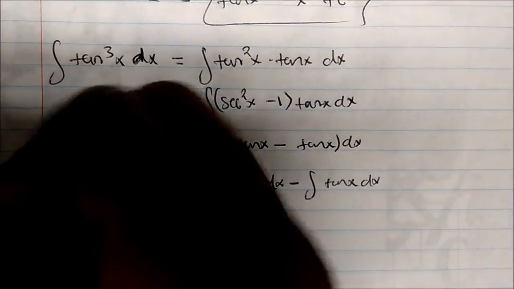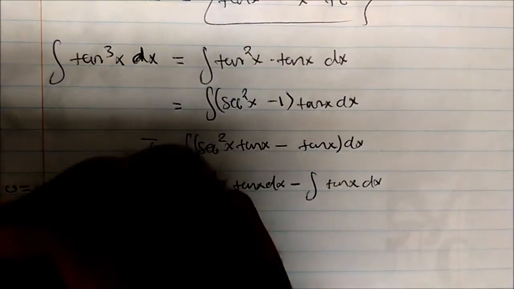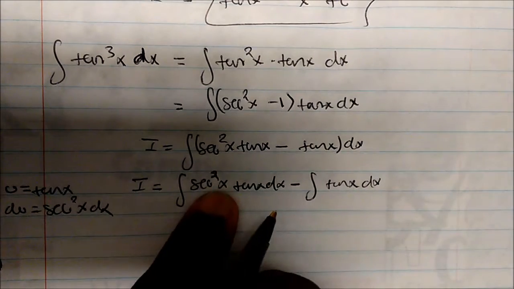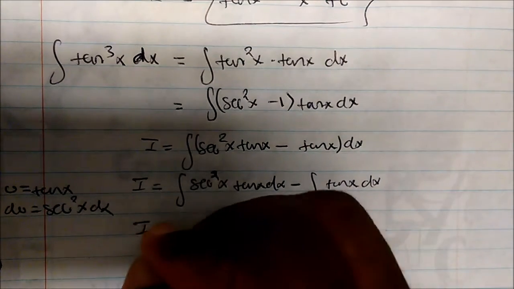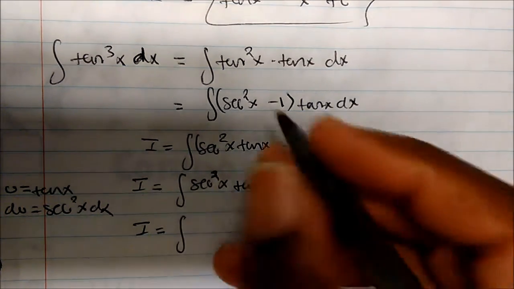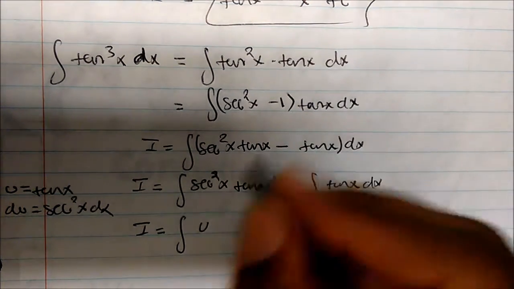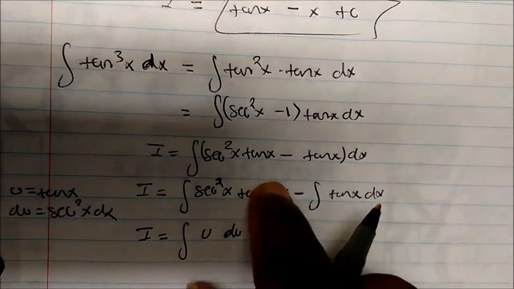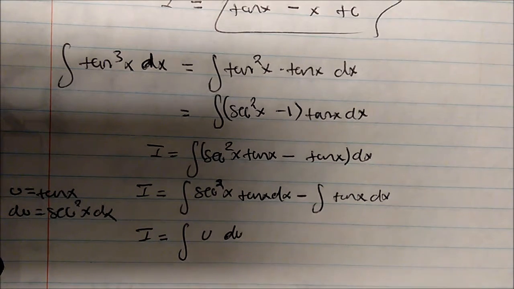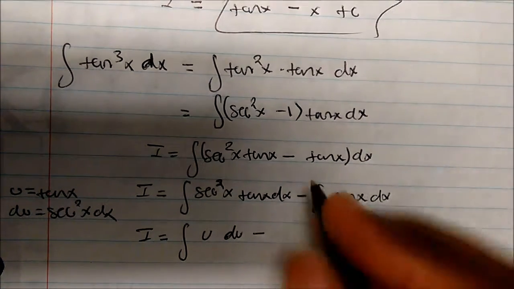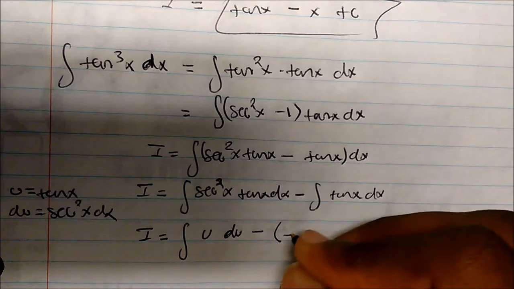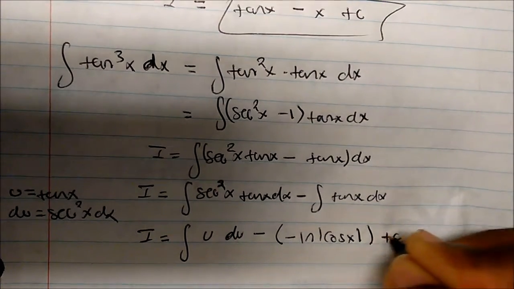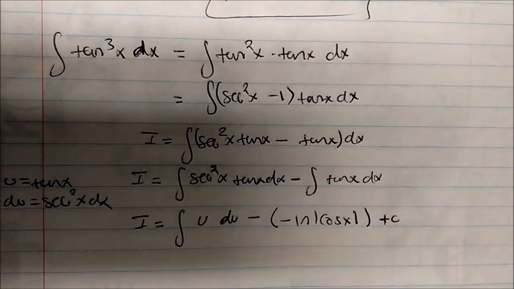nonsense. And so if I set u to be tangent of x, then my du is secant squared of x dx, which is exactly what I have. So my integral now becomes the integral of u du, because du represents secant squared of x, and my tangent is my u. Okay, so everything is set, minus negative natural log of the absolute value of cosine of x. And we're just going to pretend like we took the integral, so we're just going to attach on that plus c there.